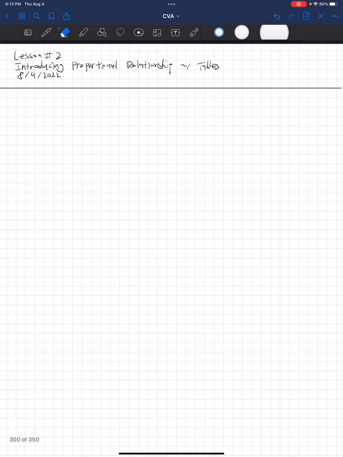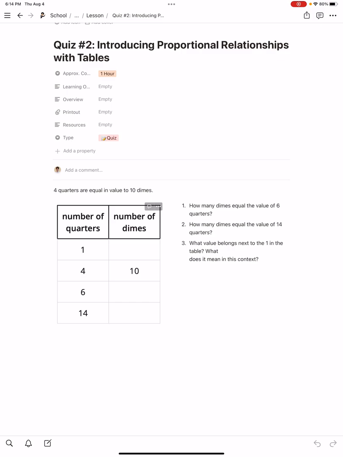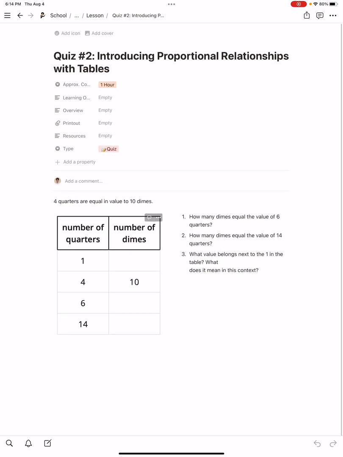All right, so now we're going to talk about how to set up your notebook for the quiz as well. It's very simple. Here's an example of a quiz. I'm showing you the quiz right now. As you can see, this quiz right here is quiz number 2, and that's the name of the quiz right here.